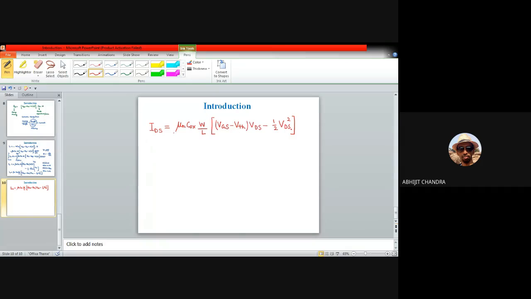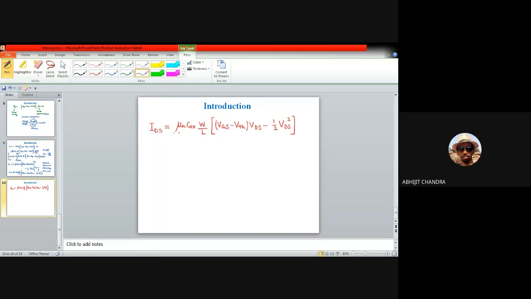So there are certain things which you can observe from this particular expression. Let me tell you one by one. First of all, apart from the externally applied voltages like VGS and VDS, obviously it will depend upon the threshold voltage VTH, which is the property of the MOSFET. Apart from that, it also depends upon the CMOS technology, that means it depends upon Cox, the oxide capacitance, and the W by L ratio, that means the device dimension.